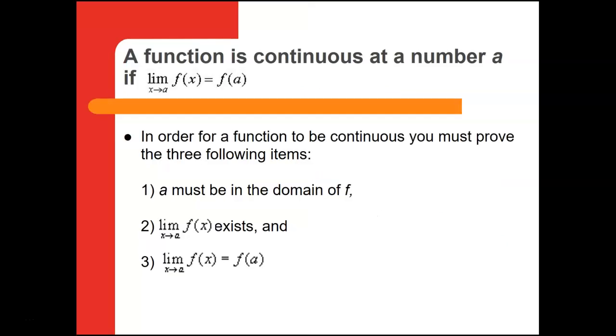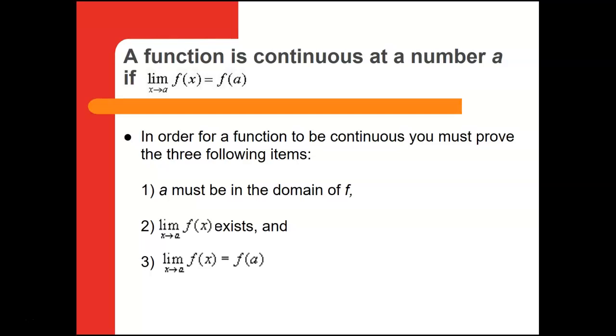A function is said to be continuous at a number a if and only if the limit as x approaches a of f of x is equal to f of a. In order for a function to be considered continuous, we have to prove three things. The first thing we must prove is that a is in the domain of f.